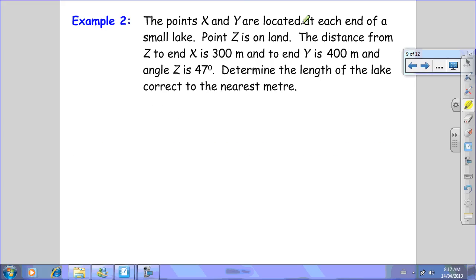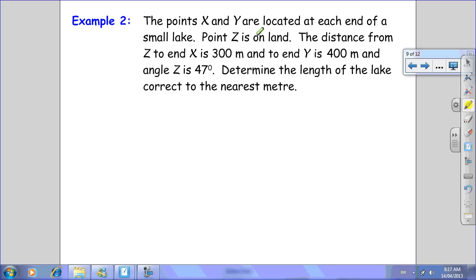Example 2. The points X and Y are located at each end of a small lake. Point Z is on land. The distance from Z to end X is 300 meters and to end Y is 400 meters and angle Z is 47 degrees. Determine the length of the lake correct to the nearest meter. I got nothing out of that.